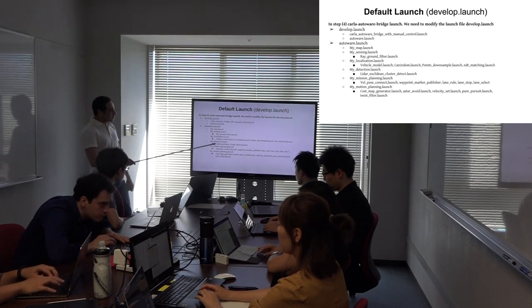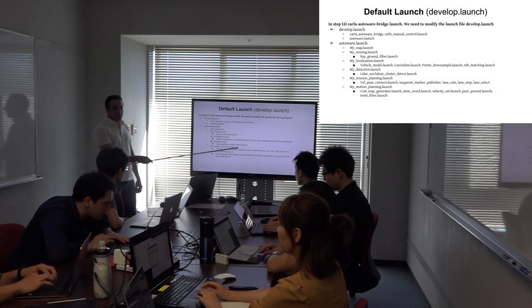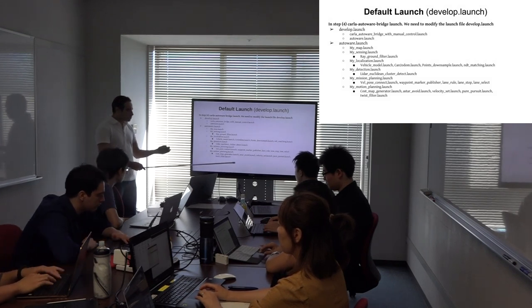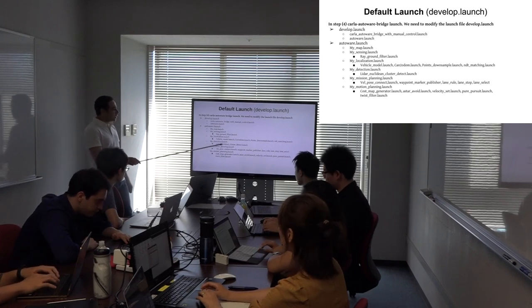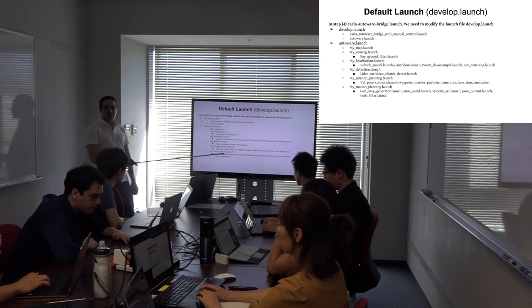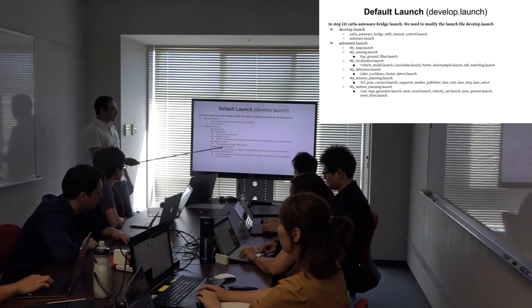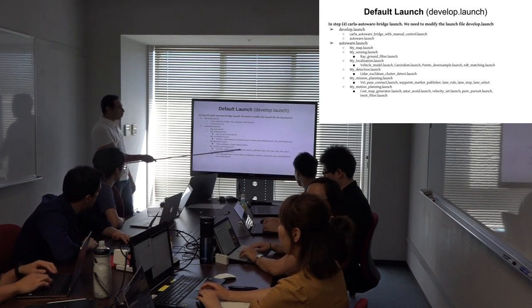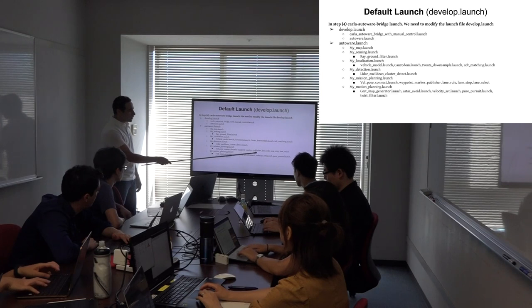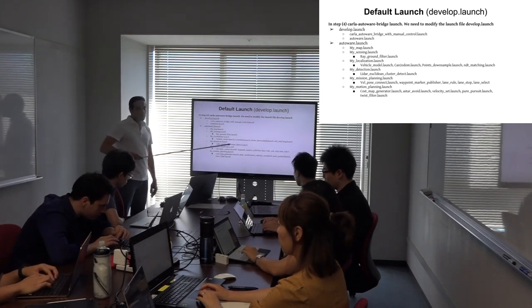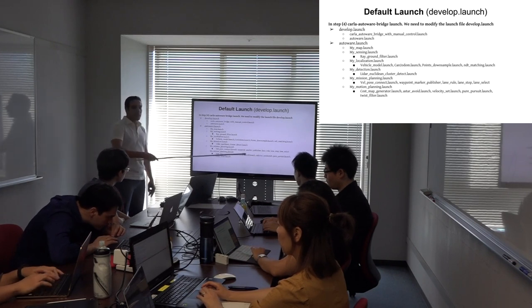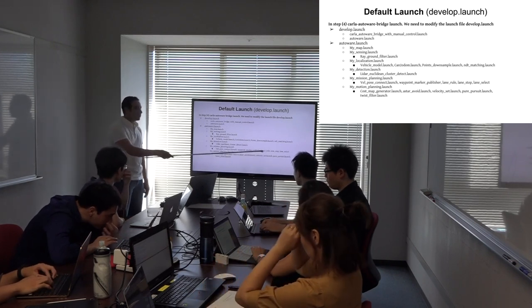Then the detection, LiDAR Euclidean cluster detect. This is for object detection. And then mission planner. Mission planning, this is what you've been asking for. It runs velocity pose connect, waypoint marker publisher, and lane rule, lane stop, and lane select. This is the default mission planning stack in Autoware.